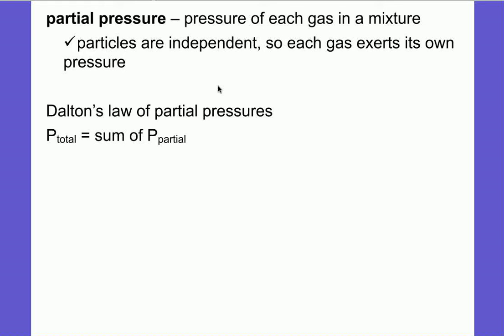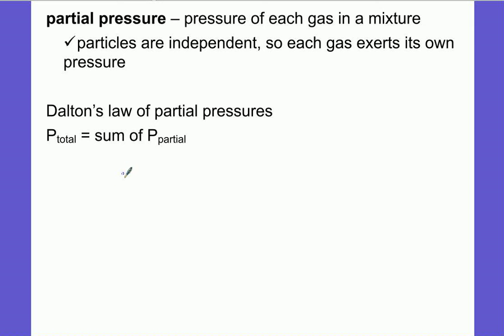But partial pressure is essentially a pretty simple concept. Particles of each gas are independent, so each gas exerts its own individual pressure. Basically, what this law of partial pressures tells you is that if you have a mixture of gases, each gas contributes its own pressure, but if you add all those pressures together, it gives you the total pressure of that system, of that container.